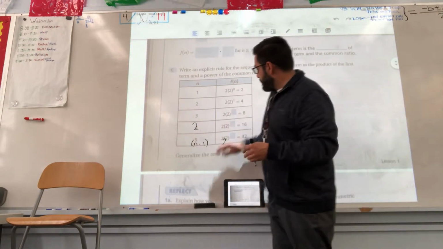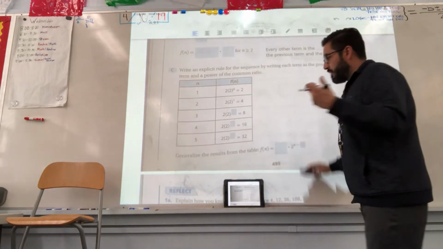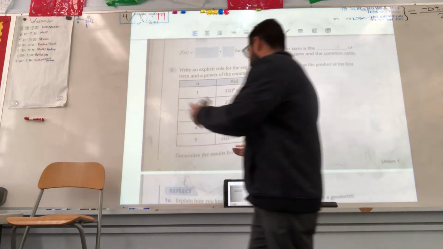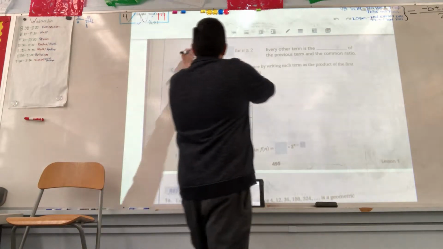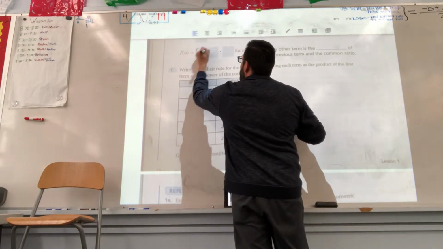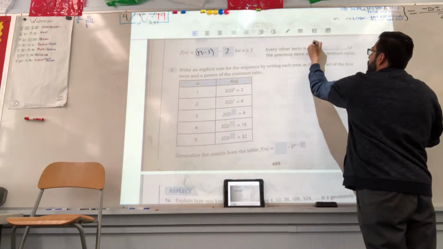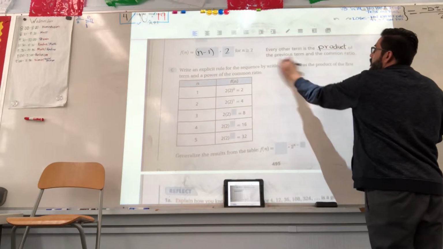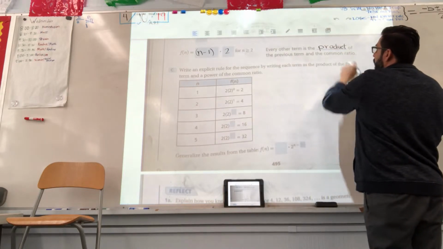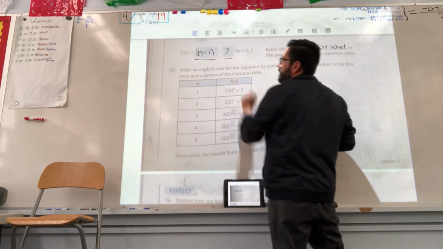Okay, I'm going to scroll up again. And what I'm going to do is I'm just going to take this page by page and make each video one page, or at least one section, and then we'll go from there. Okay, so this was n minus 1 times 2. So every other term is the product of the previous term and the common ratio, which is 2, right? The previous term and the common ratio.